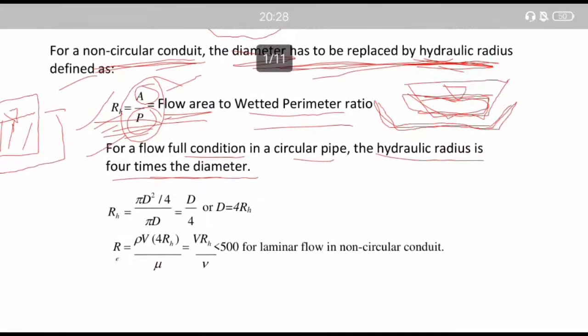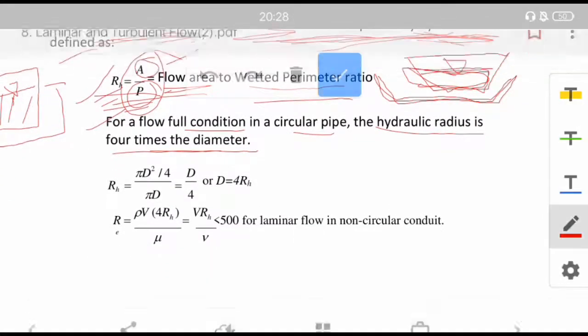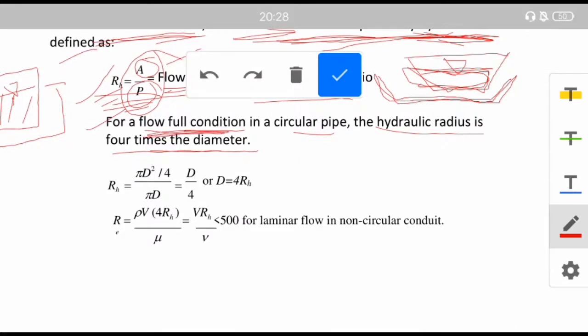For a full flow condition in a circular pipe, the diameter is 4 times the hydraulic radius. Therefore RH is equal to pi d square upon 4 divided by pi d. Pi d square upon 4 is the area and pi d is the circumference, or the wetted perimeter, if the flow is full through the pipe. On simplifying, we get RH equals D by 4, or D equals 4 RH. Hence we have proved that for a full flow condition, the diameter is 4 times the hydraulic radius.